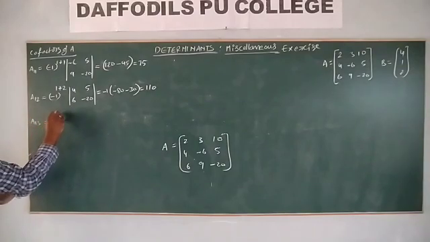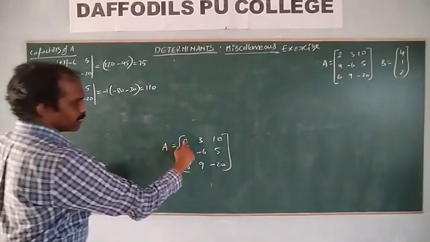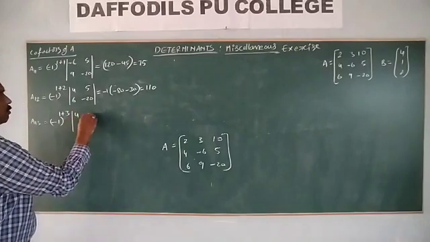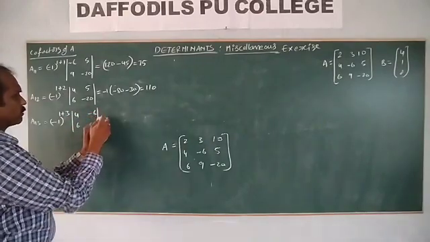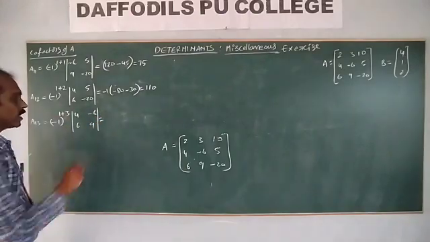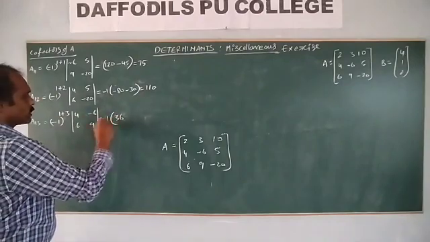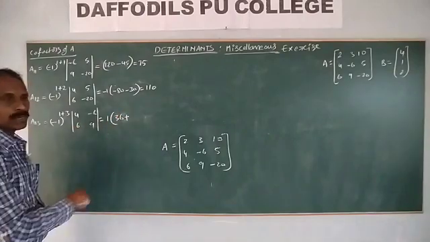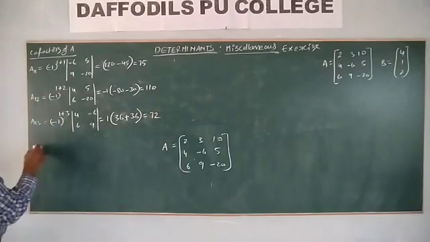A13: minus 1 to the power of 1 plus 3 and its minor. A13, deleting this row and this column, the minor is 4, -6, 6, 9. That is equal to minus 1 to the power of 1 plus 3, even, so plus. 36 minus of minus 36, so minus into minus plus 36, that is equal to 72.